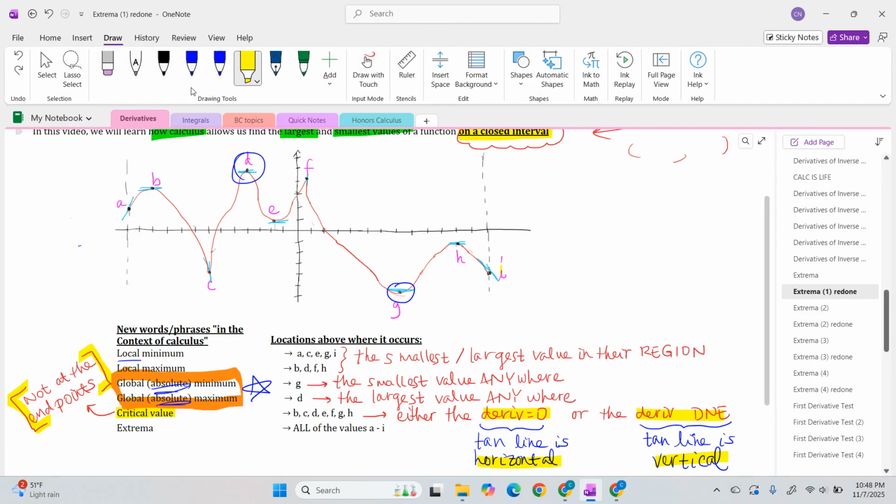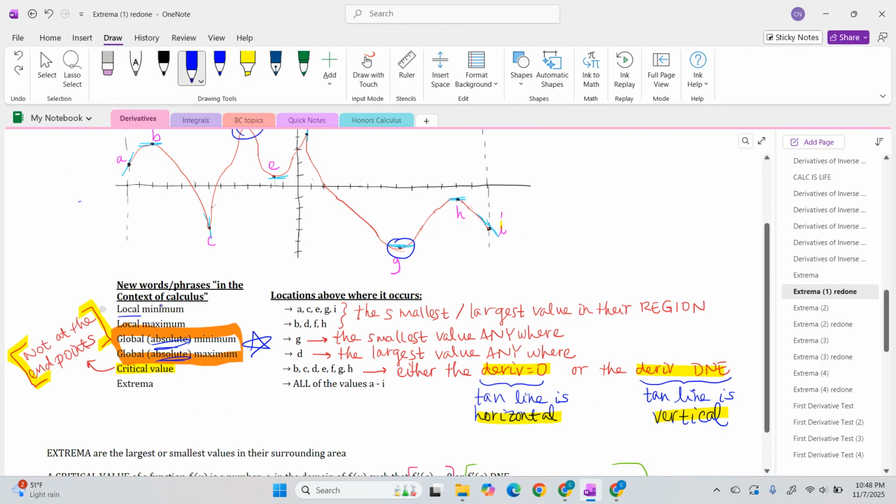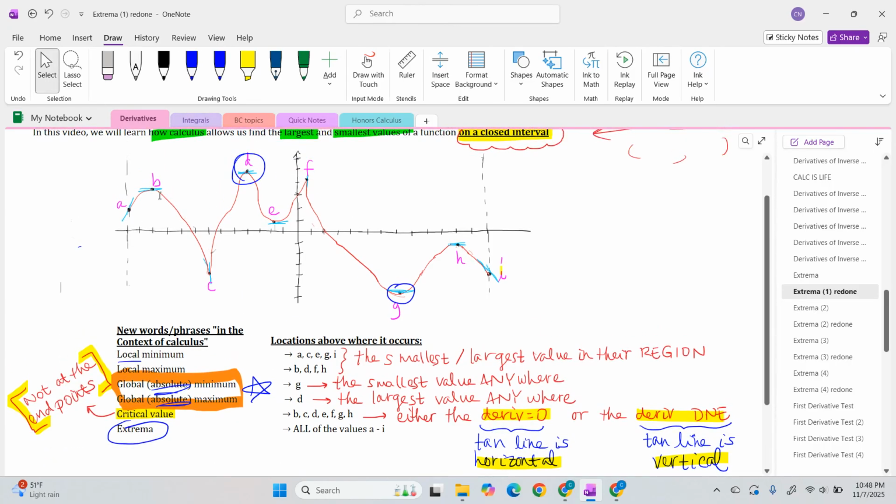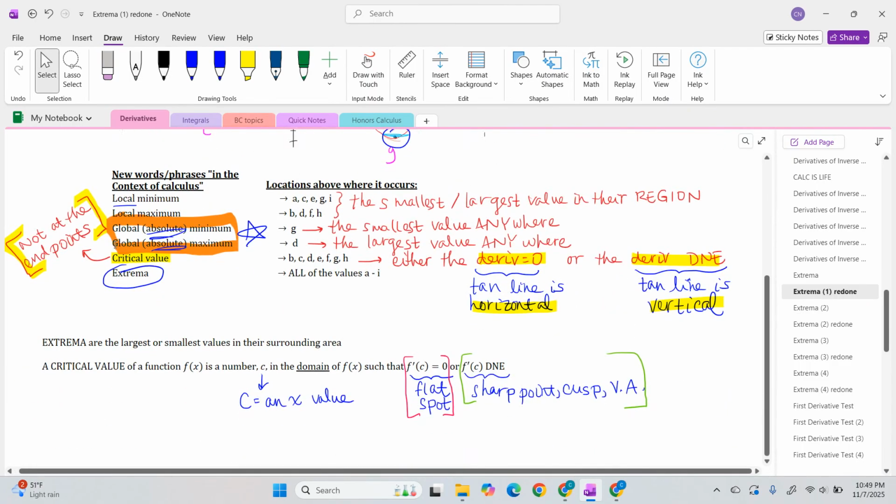That's a critical value. Another thing, we're going to talk a lot about endpoints. I'm going to talk about endpoints in a minute, A and I. I'll talk about those on the next slide. Okay, and then extrema. Extrema is just the general word for all of these points here, A through I, where any kind of relative or absolute max or min occur. And just so you know, A through I, they're not really a specific X or Y value. It's just a label to give that point.